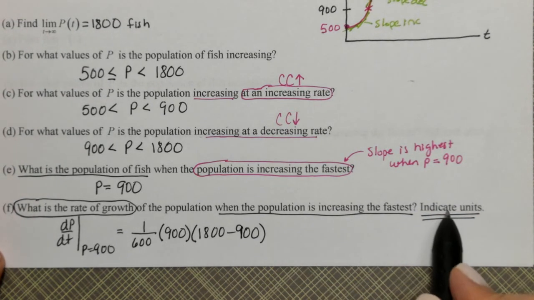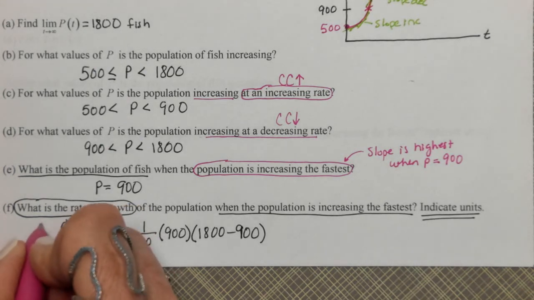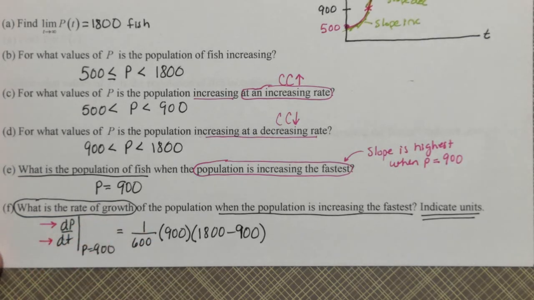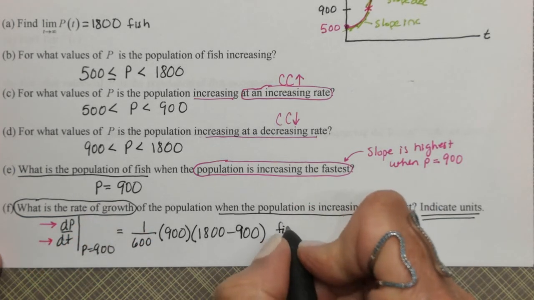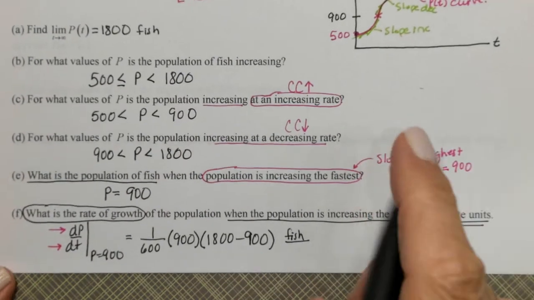I'm going to indicate units. The units will be units for P divided by units of t. So that's going to be fish per year.